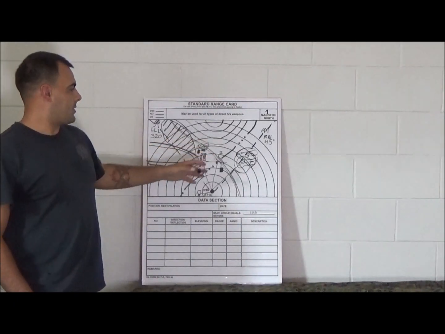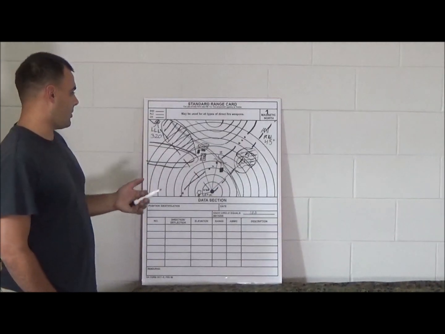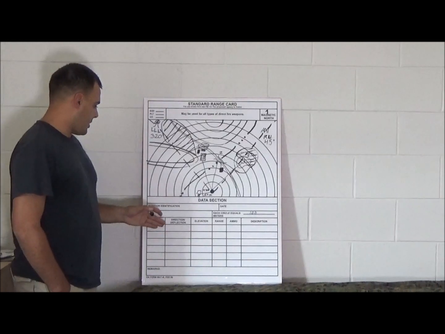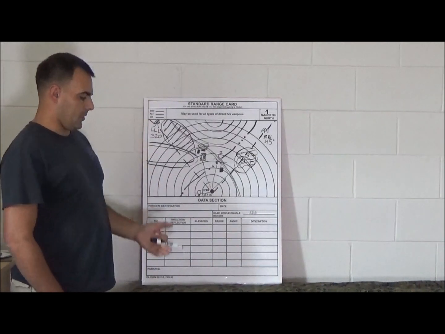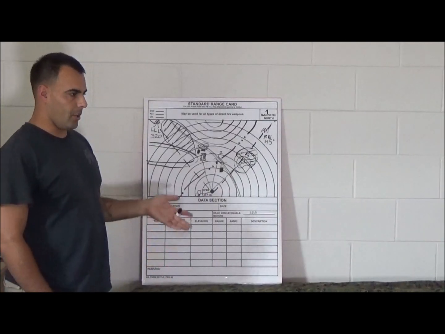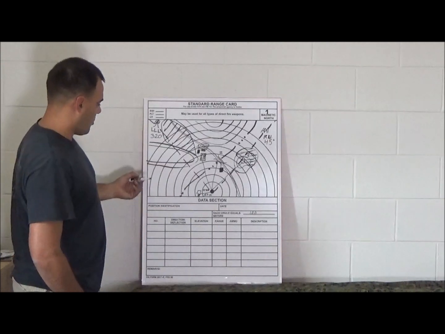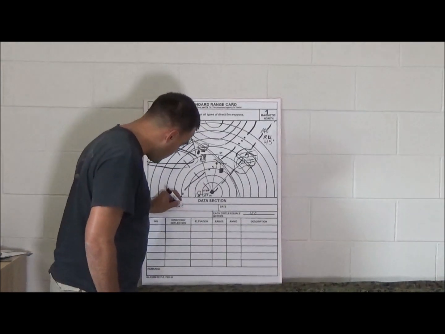When we do range cards as well, it's best to do it in pencil or something you can erase with so you can always refine it later. Start with the marginal information here. We got the position identification. So if it was on a prominent terrain feature like Hill 345 or something like that, you can write that in there. Or I'll just do the grid based off the map I'm using.